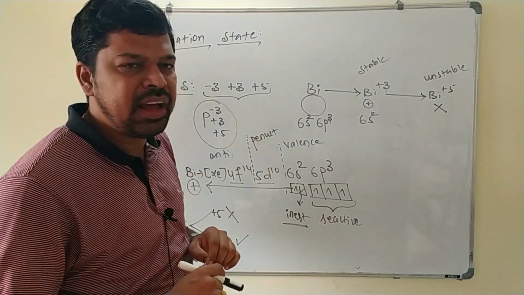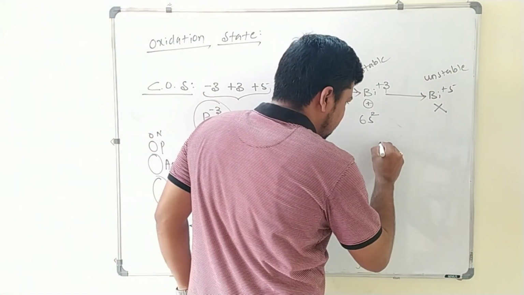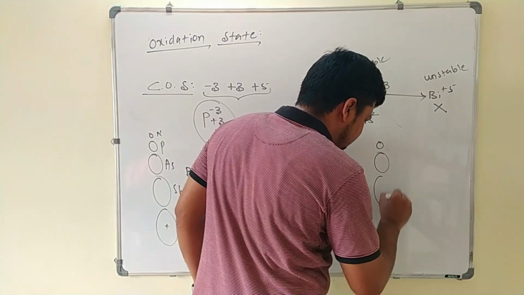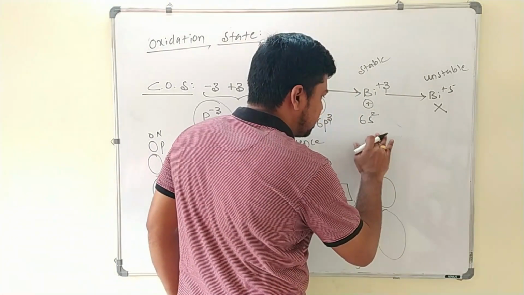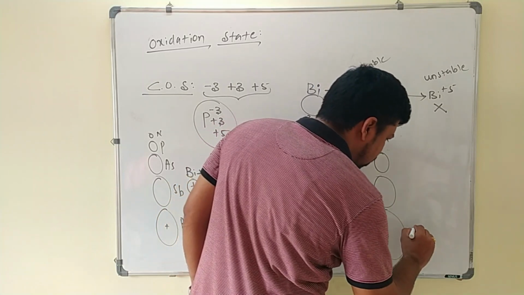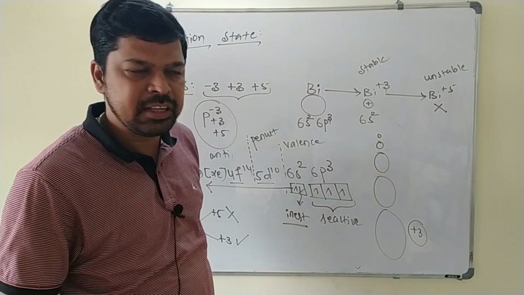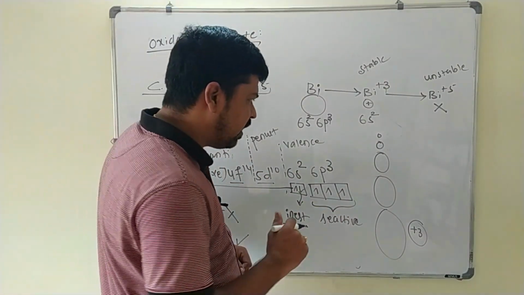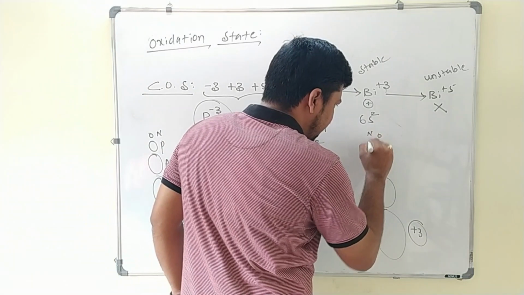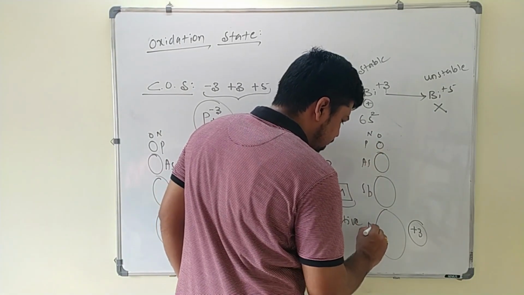This is what we call the inert pair effect. That's why, down the group, in case of bismuth, only the +3 oxidation state is possible. +3 oxidation state is possible due to poor shielding effect. You can observe here: nitrogen, phosphorus, arsenic, antimony and bismuth.